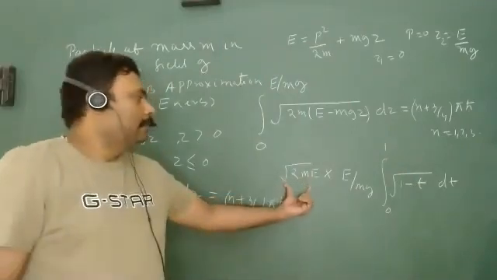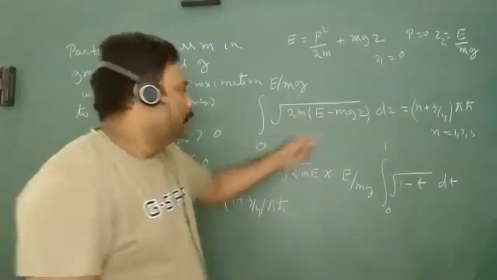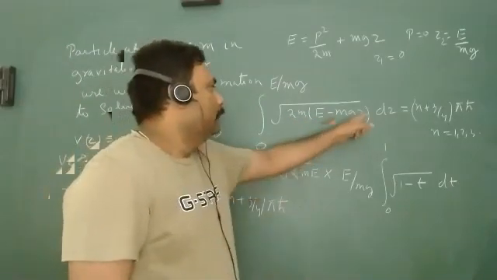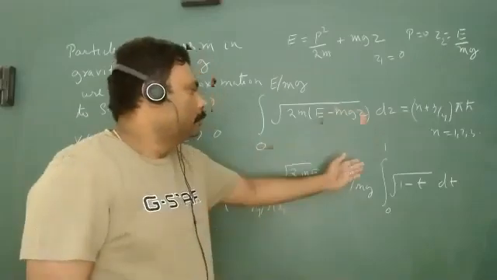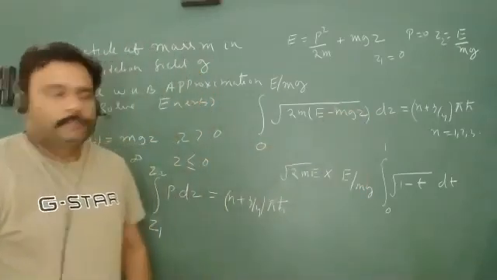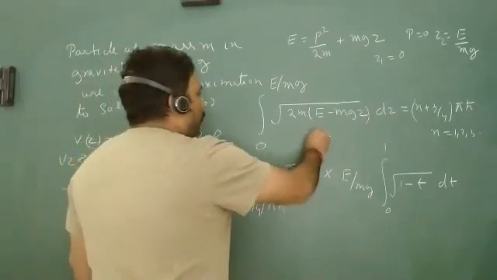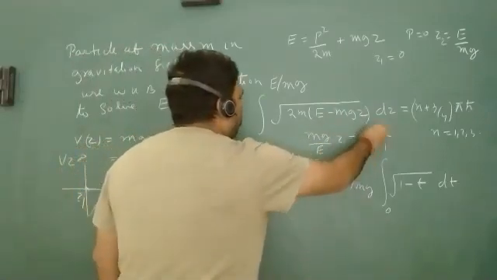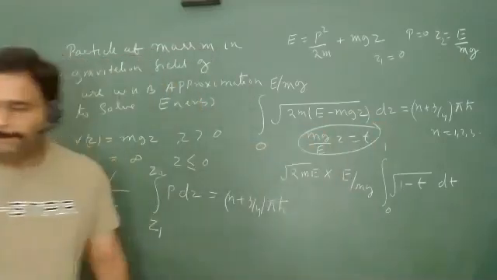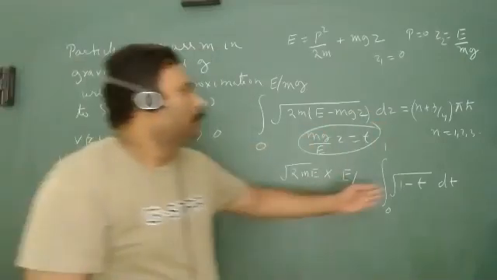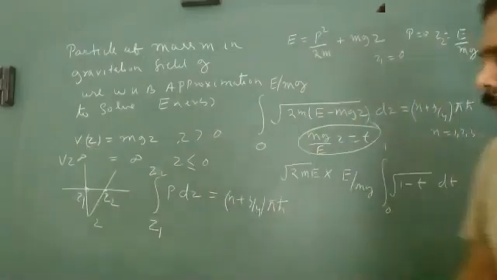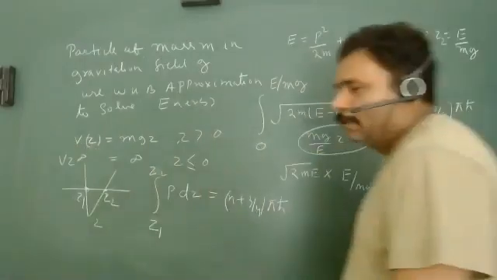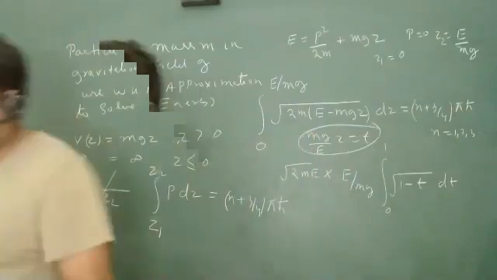You will take this one and put, as soon as you take it outside, mg by e into z. So this is linear. So why would a linear term be there? So what will you put? You will put mg by e into z is equal to t. This is the substitution. And now how will you solve this integration? Can anybody tell me? How are you going to solve this integration?